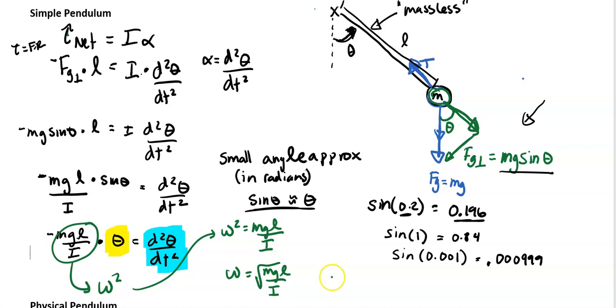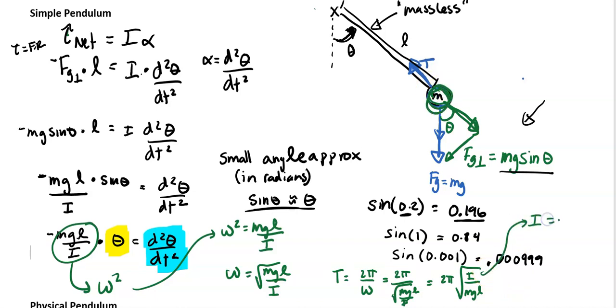Awesome. So then let's plug everything in. We know period is 2 pi over omega, and in this case omega is the square root of mgL over I. I'll simplify that a little bit. So that's 2 pi times the square root of I over mgL. I in this case, for a mass at the end of a rod, is just mr squared, where r is just L, so mL squared. This is a point mass, 100%. So this is just 2 pi root mL squared over mgL.